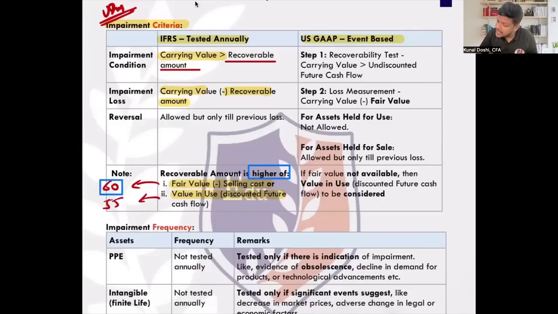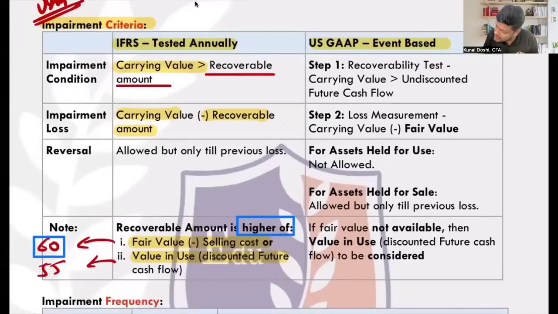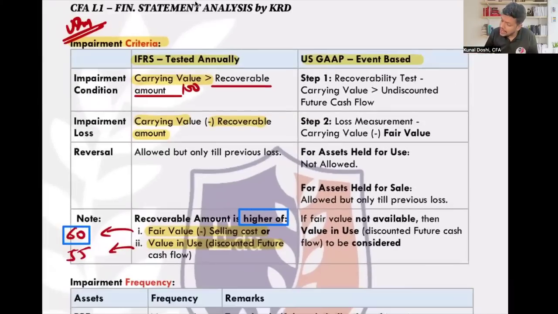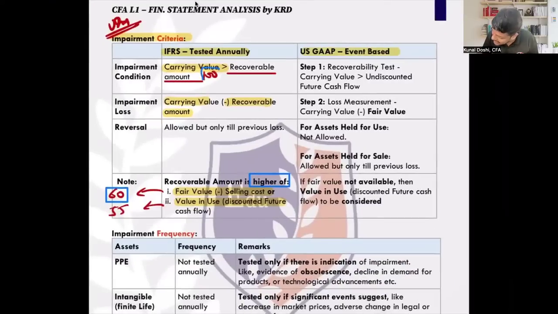But remember, I gave you the example that my carrying value was 100. So, my carrying value was still higher than the recoverable amount of 60. That means this difference of 100 minus 60 will be my impairment loss. Understood? Everyone in the class?